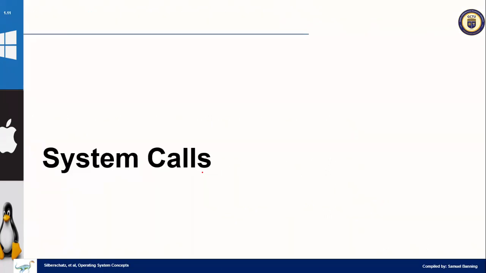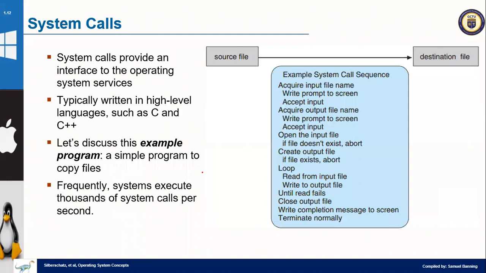Okay, so let's move away from that to system calls. That is very important. System calls provide an interface to the operating system. If you look at the diagram, we have a source file and destination file. These system calls are typically written in high-level languages, such as C and C++.